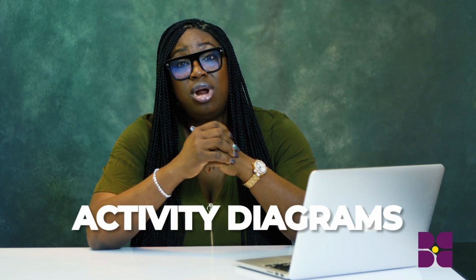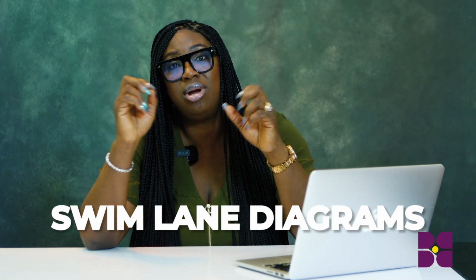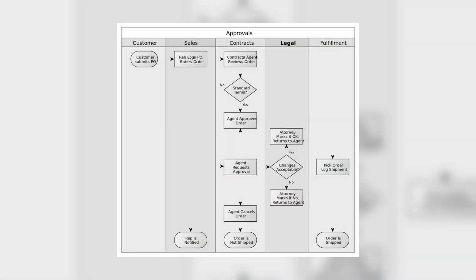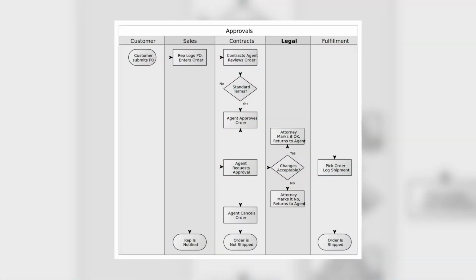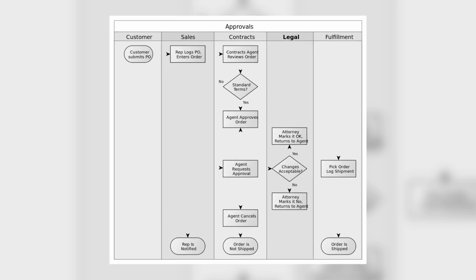So we've learned a little bit about how to model the process. Now there are different process models. You have activity diagrams, you have data flow diagrams, you have something called swim lane diagrams. Swim lane diagrams capture at an activity level, and most times this gives you the lanes and the lower level activities.